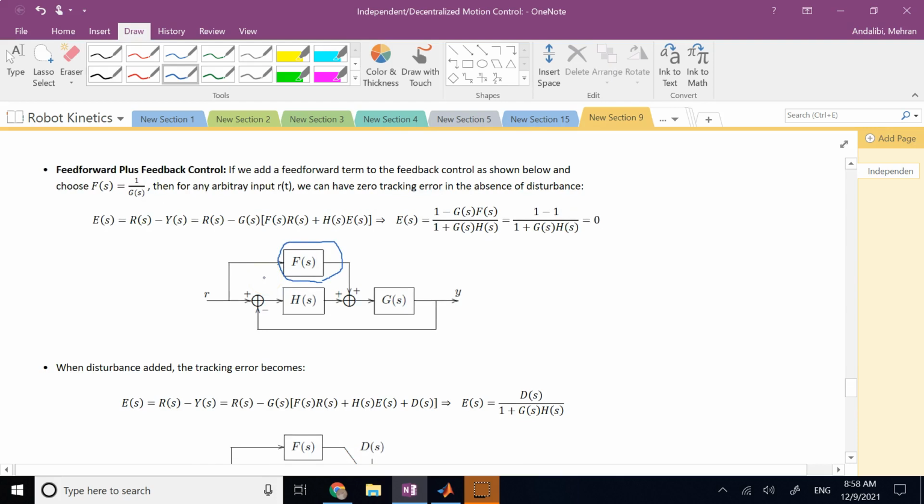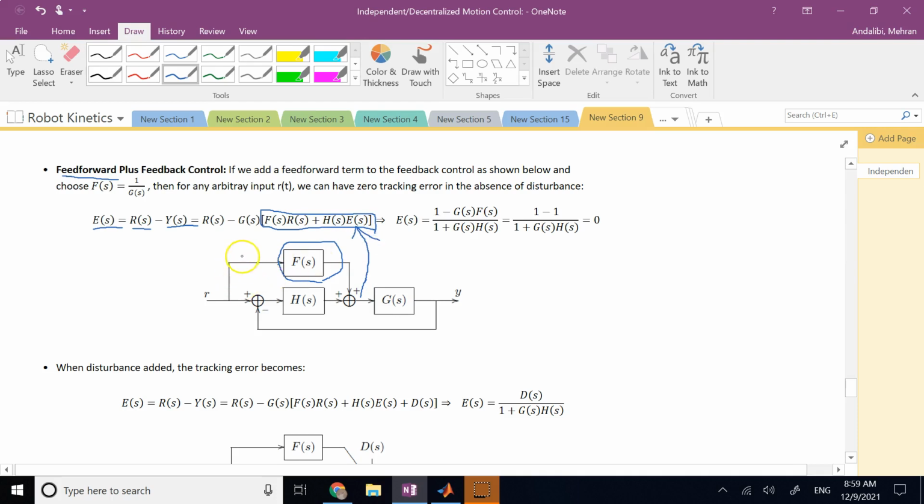Here we assume that the system to be controlled is G, so G is your robot. H is, let's say, a PD or a PID controller or anything. And F is the feed forward control block. If I want to calculate the error here, it is going to be the input minus the output. And the output Y is going to be G times this signal. Whatever the signal is, G times that is Y. And what is that signal? In this case, that signal is F times R plus H times E, correct?